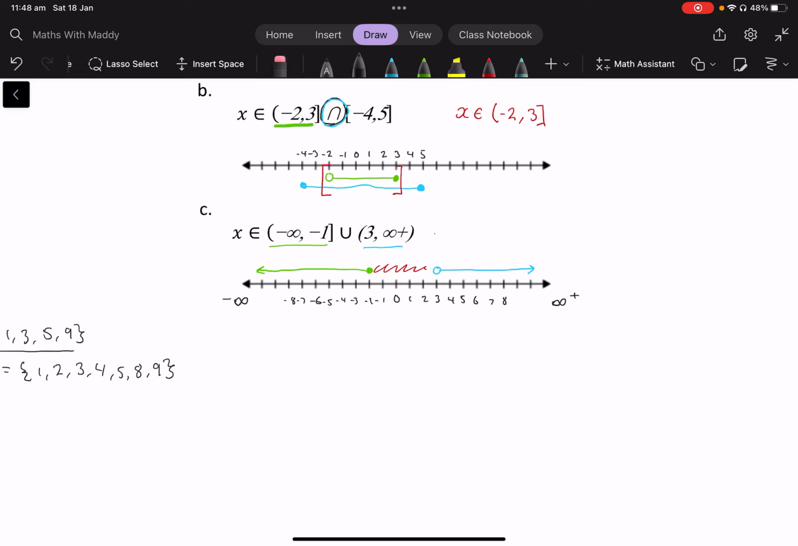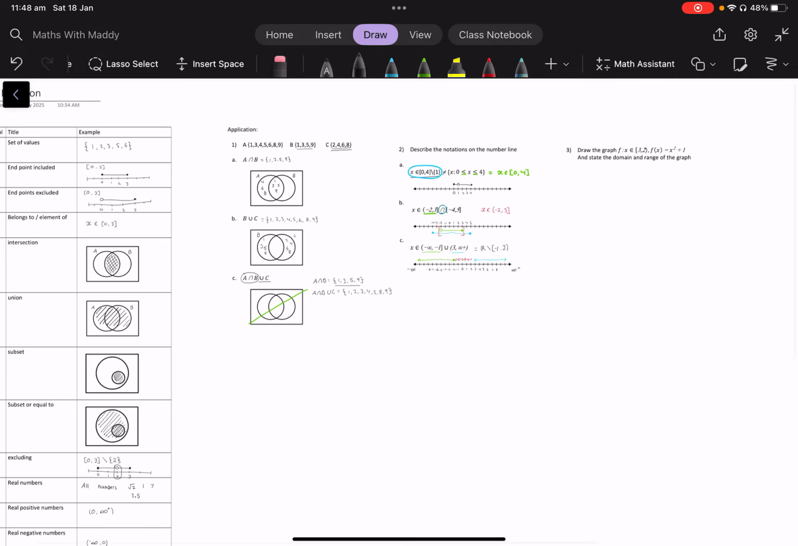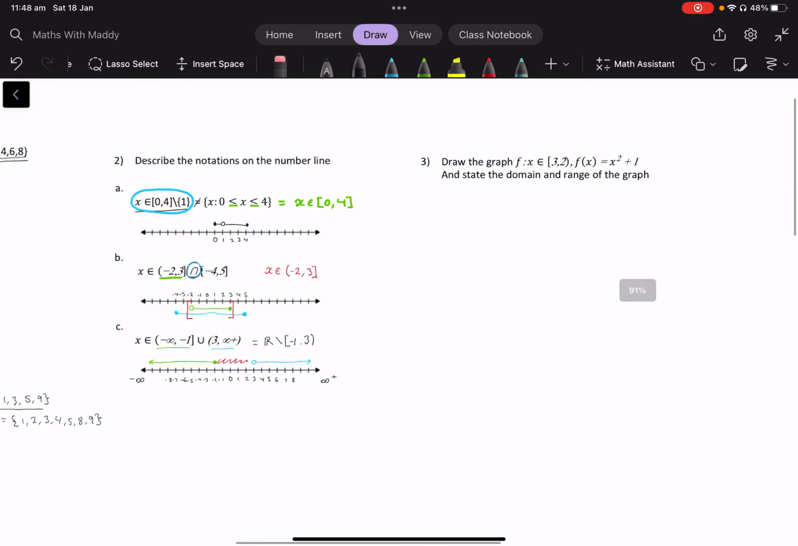You can also write this as being all real numbers excluding -1 to 3. That is an alternative way to write this. Now, we've seen this through visual Venn diagram form. We've seen this on a number line. Now we'll look at it in a graph format.